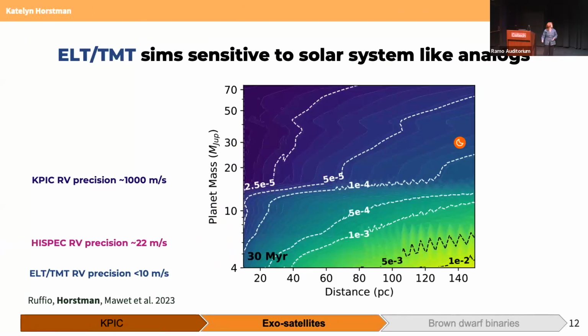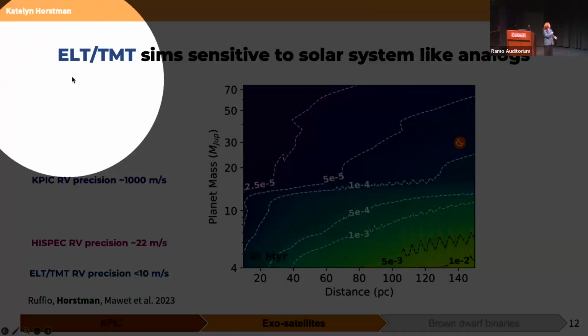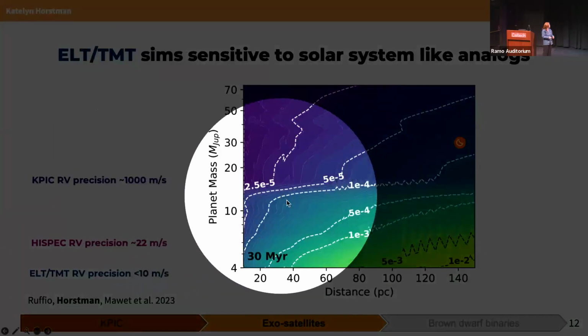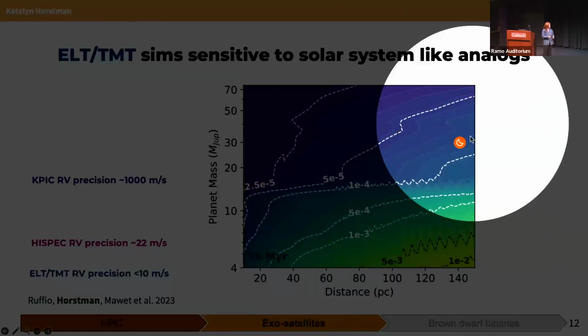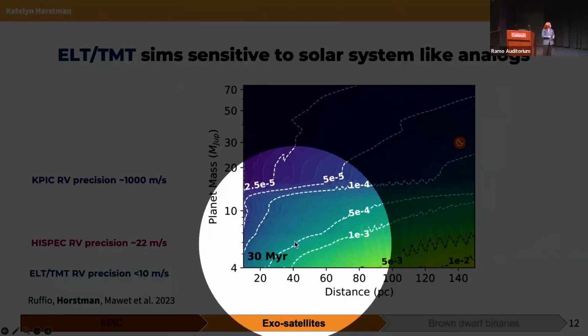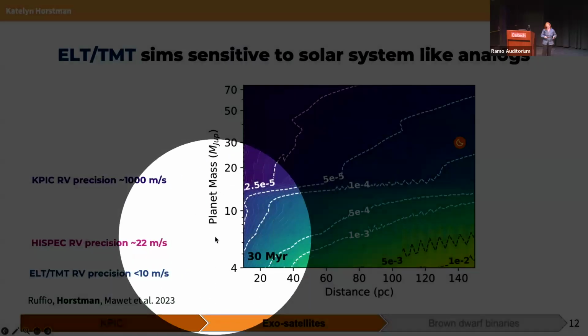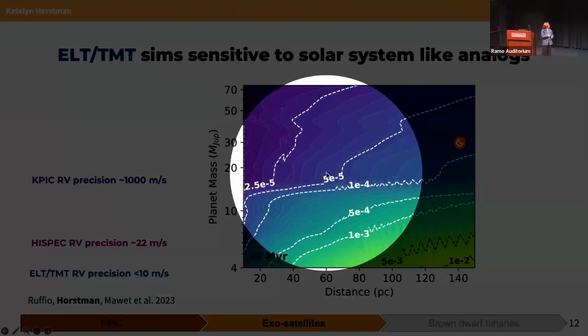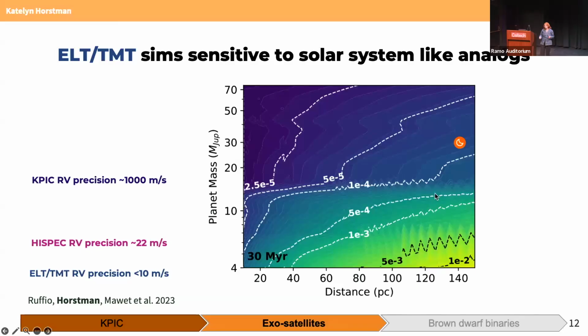Looking even further ahead into the future to first light instruments ANDES on ELT and MODHIS for TMT, we really expect to start to be sensitive to these solar system-like analogs. So if we were to directly image a system like GQ-Loop-B, at a distance of about 140 parsecs away, a mass of about 30 Jupiter masses, and an age of about 30 megayears, we will have an RV precision that is close to or less than 10 meters per second, which lends itself to being able to detect mass ratios between 1 times 10 to the negative 4 and 5 times 10 to the negative 5, which is really starting to probe these solar system-like analogs and the masses that we see of the moons in our own solar system today.